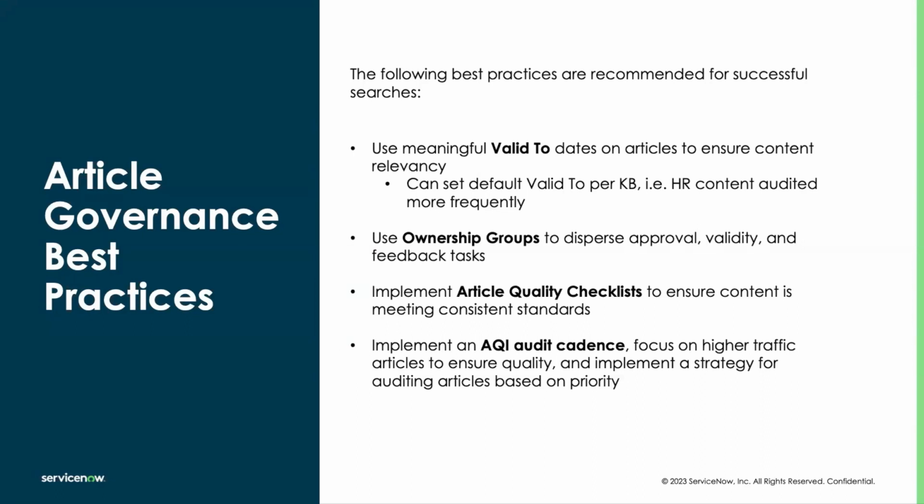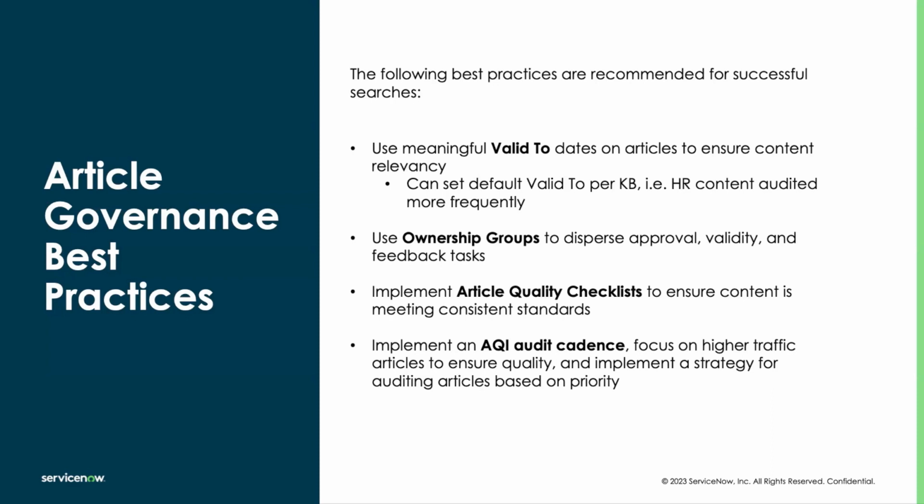Use ownership groups rather than authors, really to disperse activities for approving, publishing, the validity audit, and even feedback tasks. It's a lot more helpful when you have a group of owners on a knowledge article to make sure that the article is healthy, up to date, going through any kind of approvals, and that feedback for the article is being handled, rather than an author, because that just puts the onus on one person. And authors can leave the company, they can move to different departments. So that's the best practice of using ownership groups there.